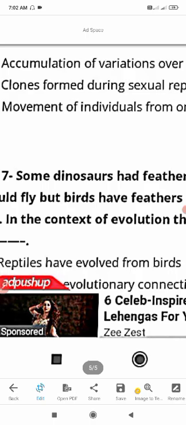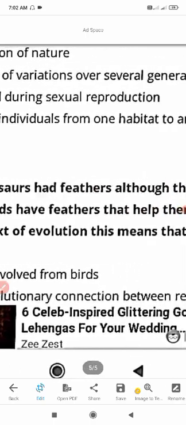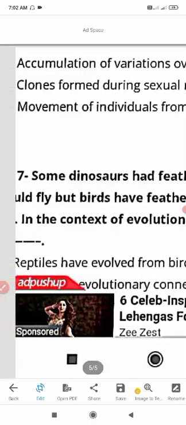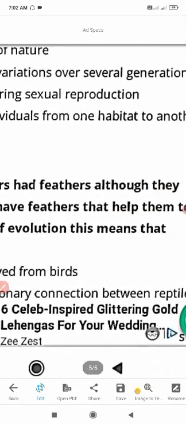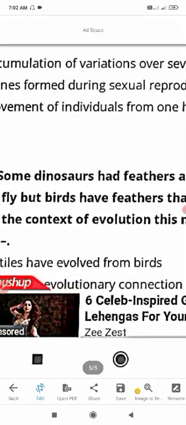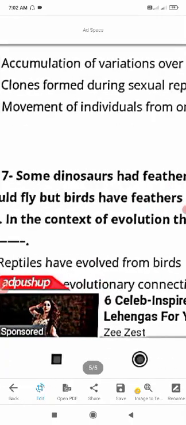17. Some dinosaurs have feathers, although they could fly, but birds have feathers that help them to fly, in the context of evolution.